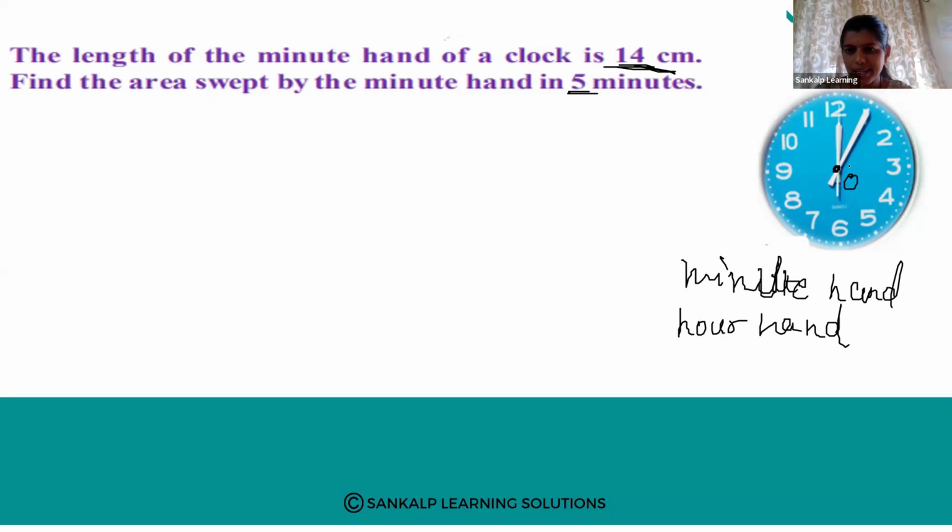So how does it look to us? It looks like a radius, right? So this is a radius and this is another radius. So the length of that hand, that means radius. Length means here radius only. So what is the length of this hand? 14 centimeter. So that means it is the radius only. Therefore radius is 14 centimeter.